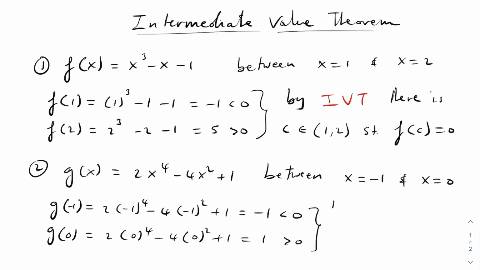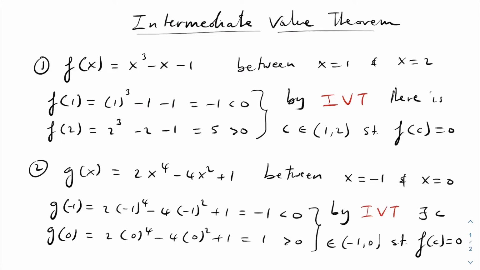And so again, you can say that by the intermediate value theorem. Remember, you have to cite this theorem every time you use this technique because that's the theorem that's been proven. So by the intermediate value theorem, there exists a c between x equals negative 1 and x equals 0, such that g of c is equal to 0. And so with that, you're done.